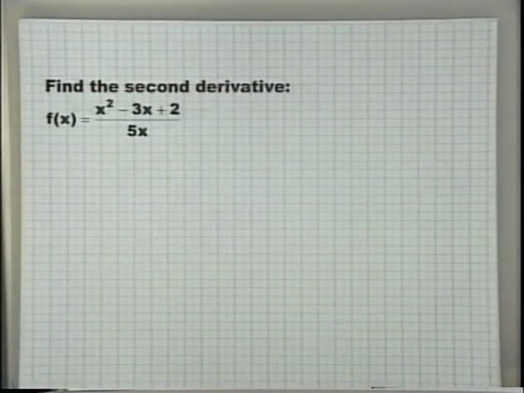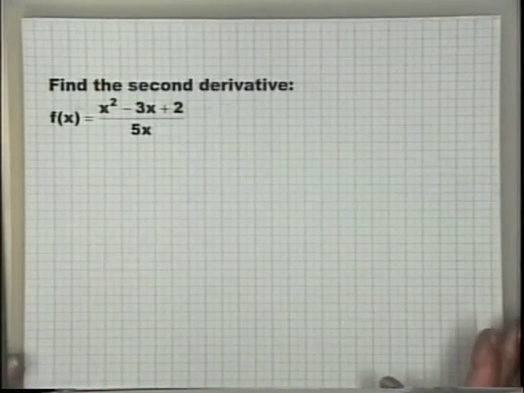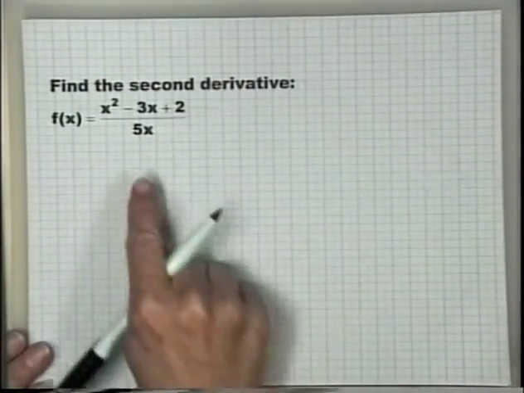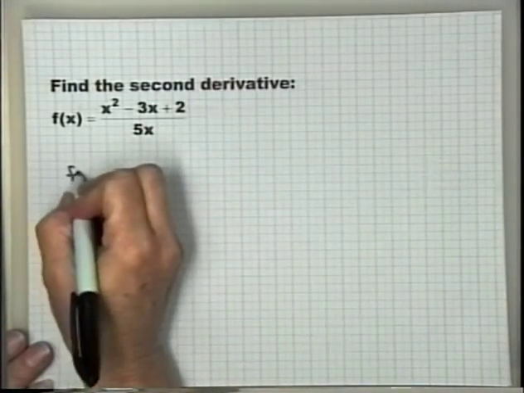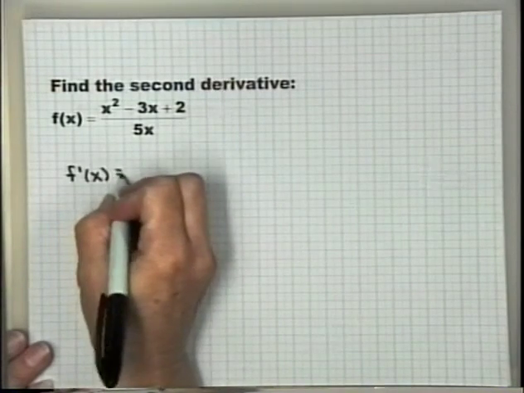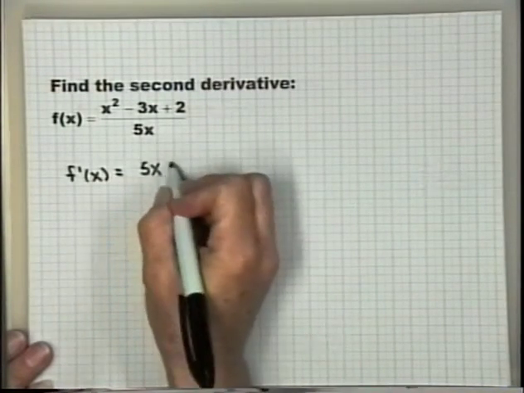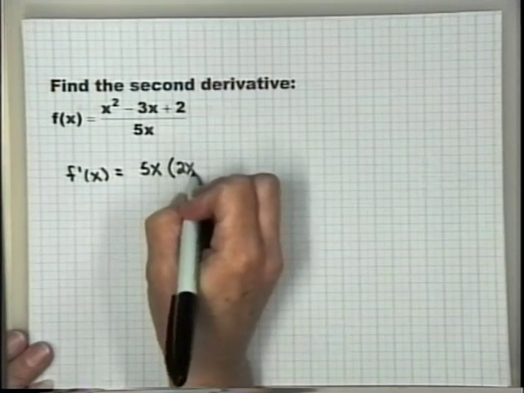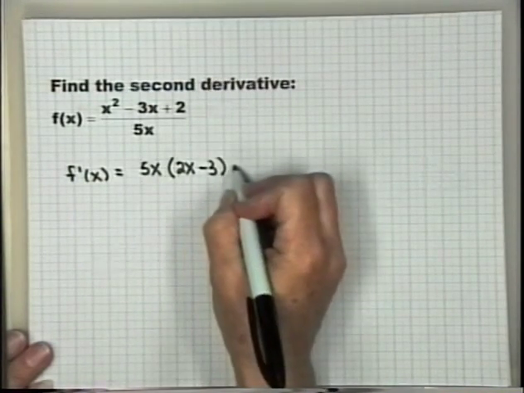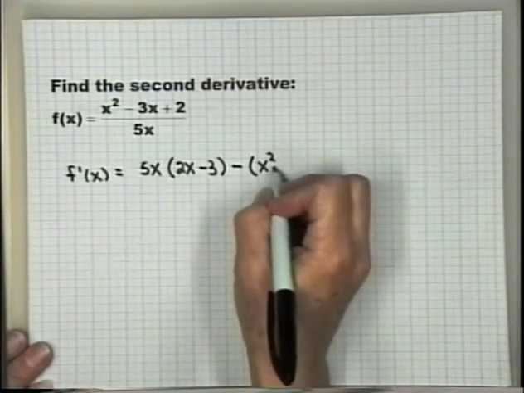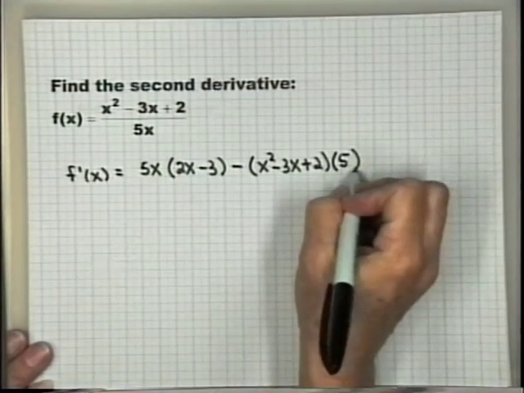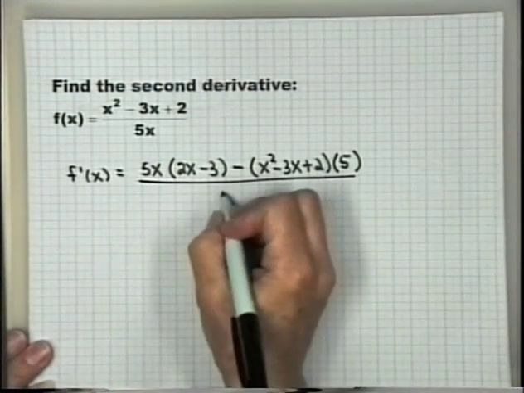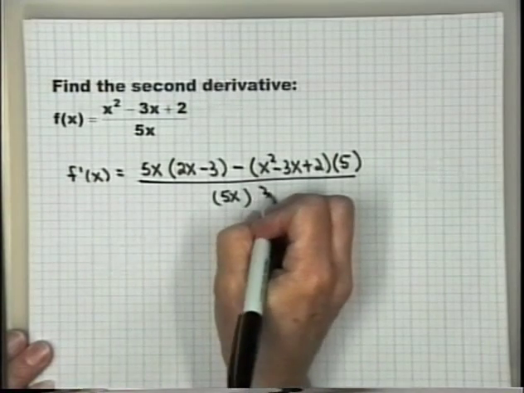Now, we're going to look at some problems that are asking us for the second derivative. Now remember, that just means we're going to have to go through the first derivative first and then get the second. This function is being divided by this function, so I need to use a quotient rule here, don't I, to get the derivative. Now remember, I'm doing first derivative right now. Denominator 5x times derivative of the numerator, 2x minus 3, minus the numerator, x squared minus 3x plus 2, times the derivative of the denominator, 5. All of this is over the denominator squared.